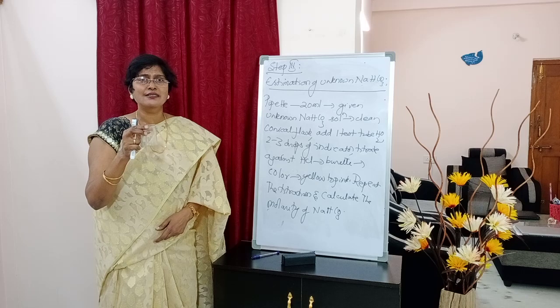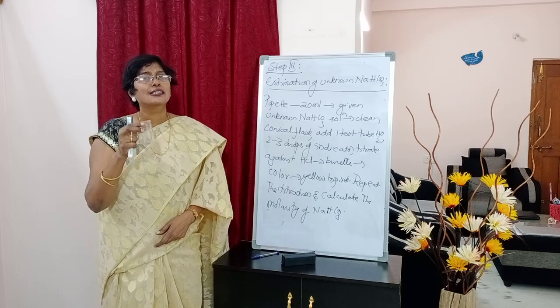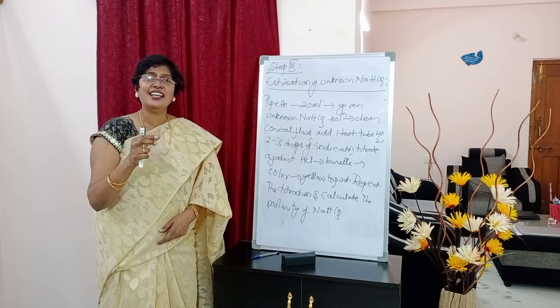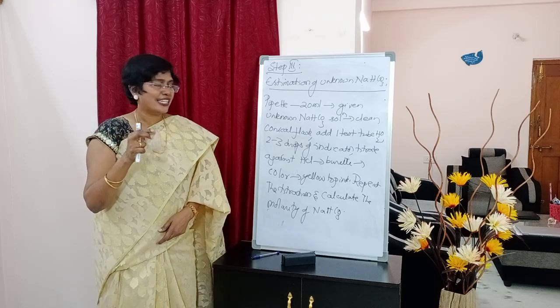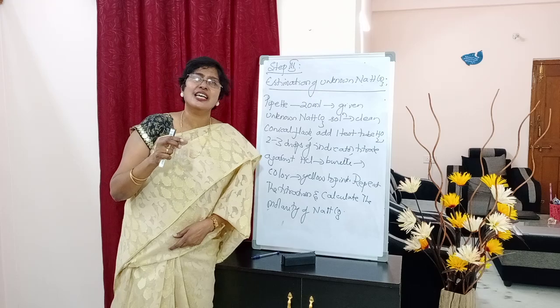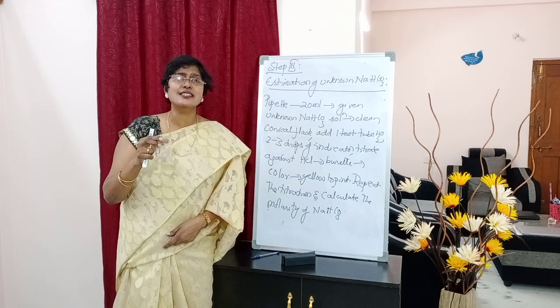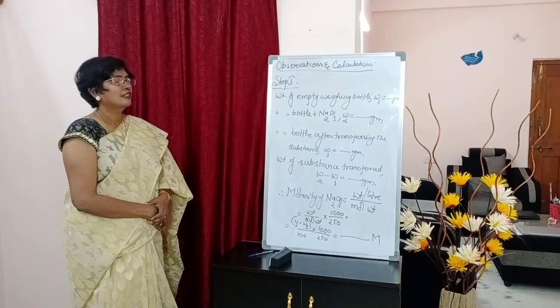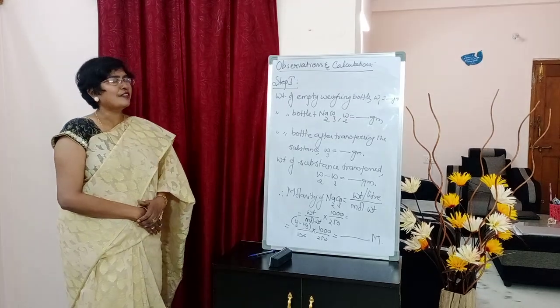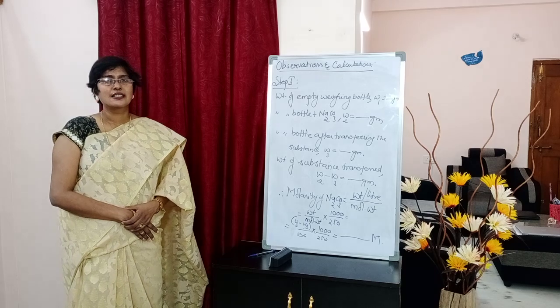Next, what should be done? We should note down the values and calculate. Okay, for that we need tables, right? Next, put the side heading observations and calculations. What is it, students? Observations and calculations. So write down, students, observations and calculations.